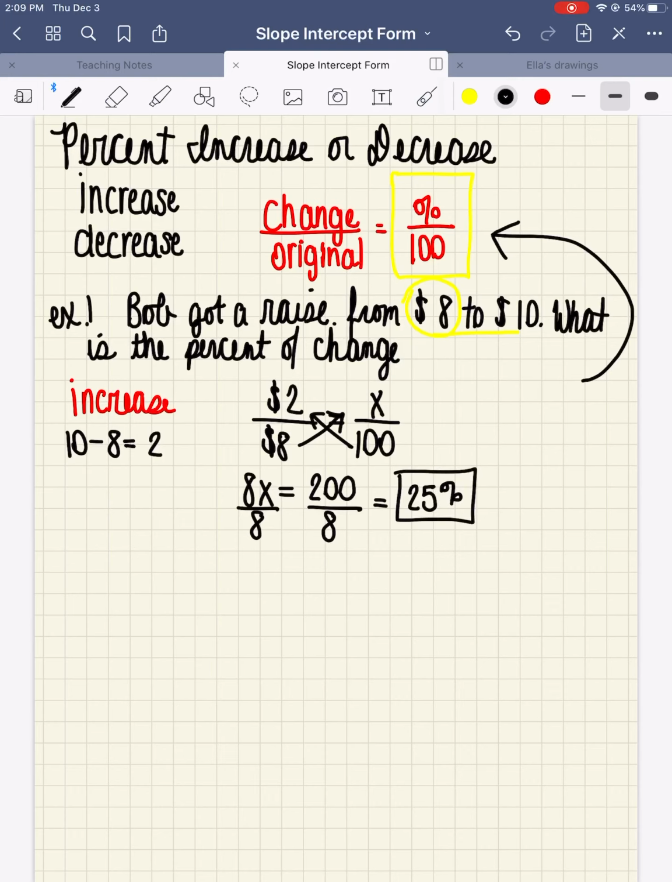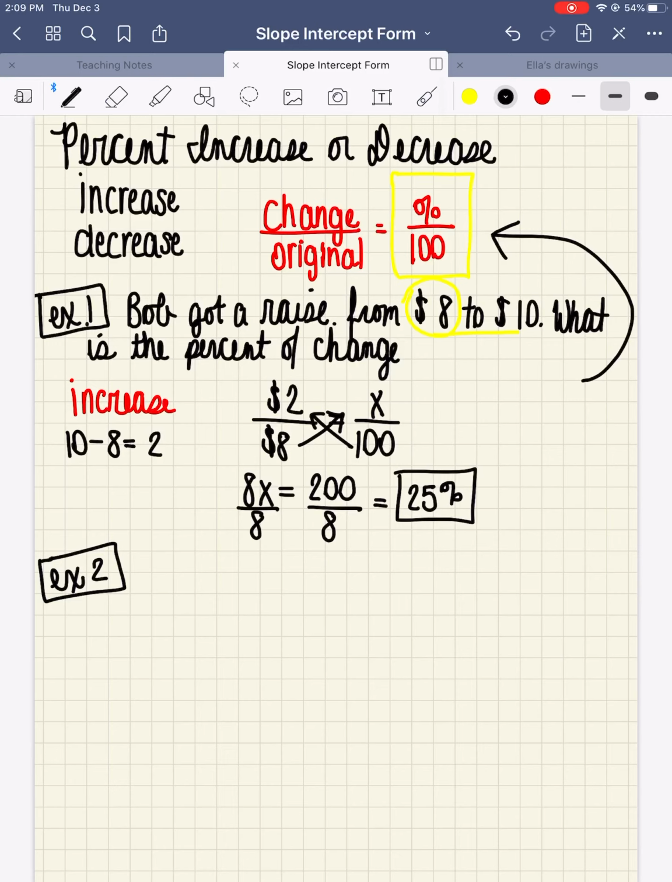So that's a pretty darn good raise for Bob. Good job, Bob, getting a 25% raise. Most of the time with raises, about a 5% raise would usually be pretty good. So Bob did phenomenal here, getting a 25% raise.